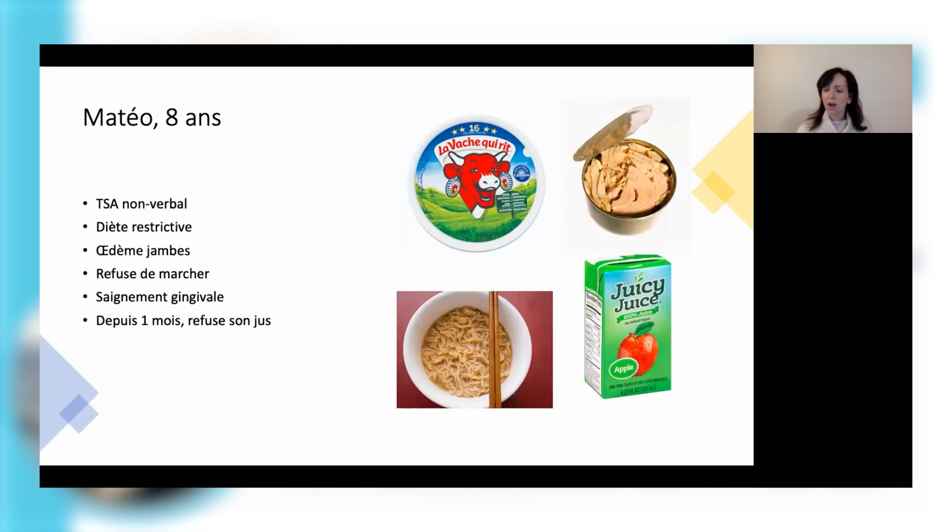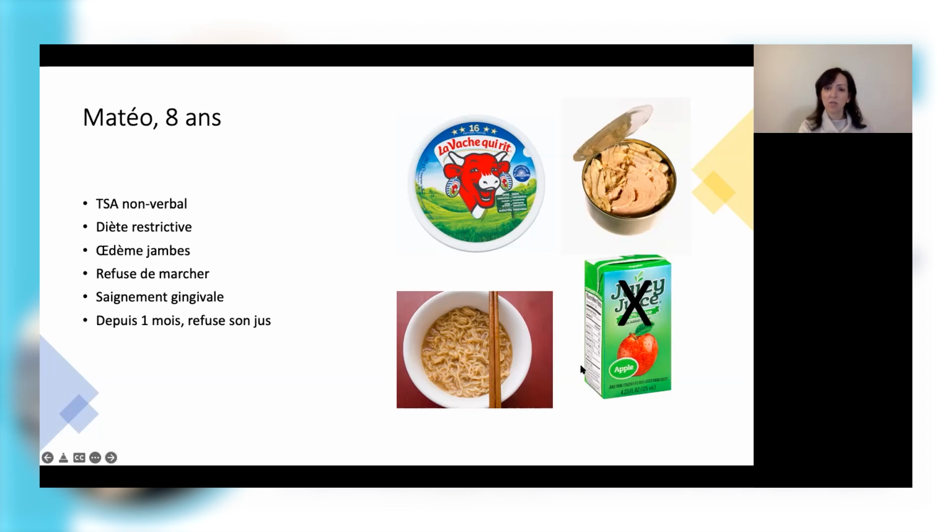Okay, so we're going to go to Matteo. Matteo has autism. He's always had a very restrictive diet, and he's come to your clinic with swelling in his lower extremities. He's not been walking over the last couple of weeks. He's even started to have a little bit of gum bleeding when mom tries to brush his teeth. And the only thing that's really changed in the last month is that for some reason he's stopped drinking his juice. But he's had a very restrictive diet.